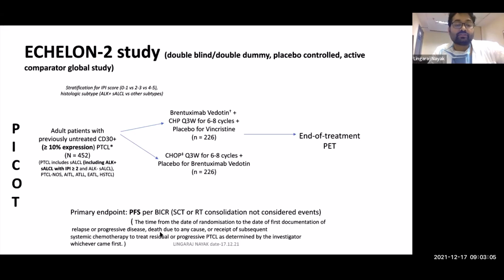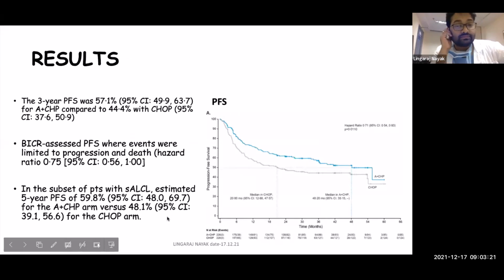Documentation of relapse, progressive disease, death due to any cause, or receipt of any subsequent systemic therapy to treat the residual disease or progressive disease. And they have excluded RT and stem cell transplant. They are not considered as events here. Okay, so these are the initial results, the 3-year progression-free survival.